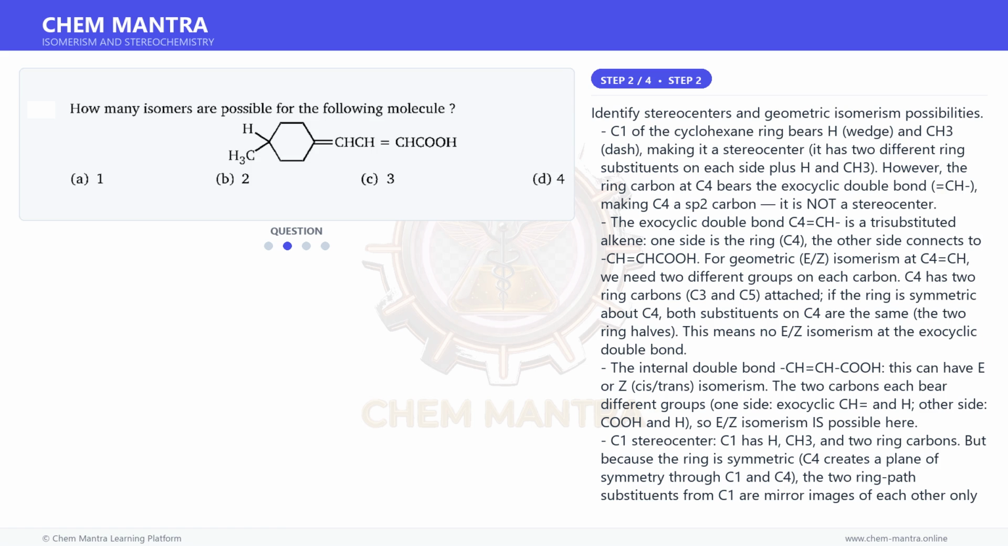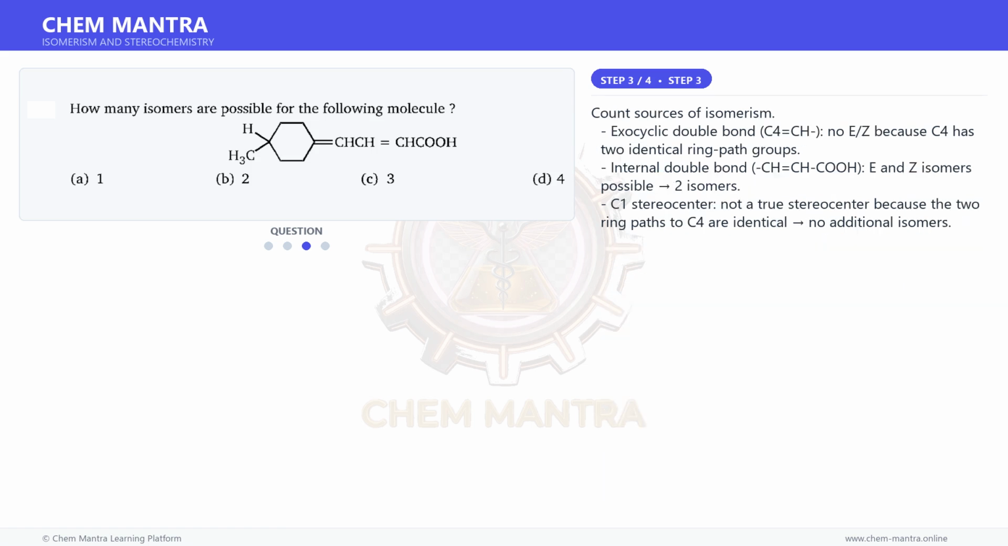Actually, looking more carefully, C1 has H and CH3 as the two non-ring substituents. The two ring paths from C1 to C4 are C1-C2-C3-C4 and C1-C6-C5-C4, both of equal length with no other substituents. This means the two ring path groups are identical, so C1 is not a true stereocenter. It is a pseudo-asymmetric center or simply not chiral because both ring paths are equivalent. Moving on to the next step.